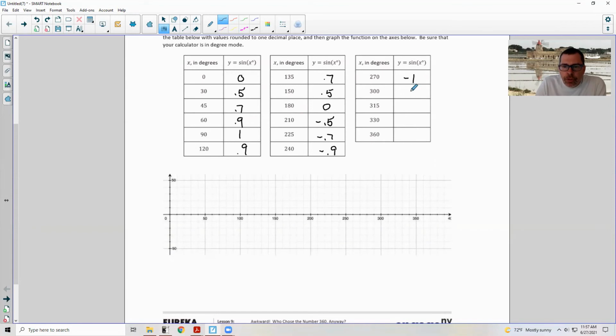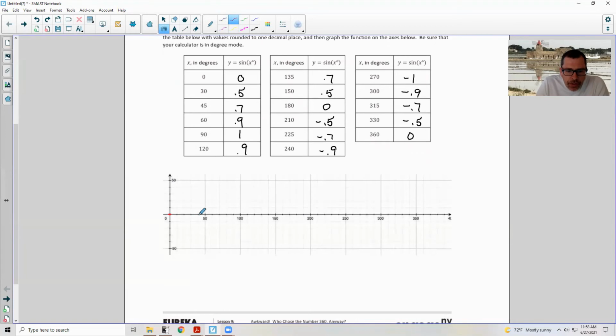And then we're going to start going back up to 0. So -0.9, -0.7, -0.5, and back to 0 at 360 degrees. And now we're going to graph this. So we're going to plot the point 0, 0. And these are in increments of 10. This is a really nice graph compared to the one that we used last lesson.